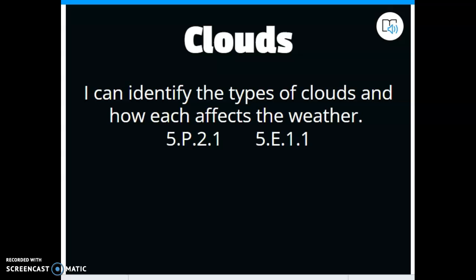So we're starting again with clouds, and the reason why I'm starting again with clouds is I was looking at the data from our quizzes. I've been looking at the data from the things that we've been doing in class, and we are going to have to spend a very small amount of time going over the layers of the atmosphere. We need to spend a little bit more time on weather instruments. We need to spend some more time on clouds.